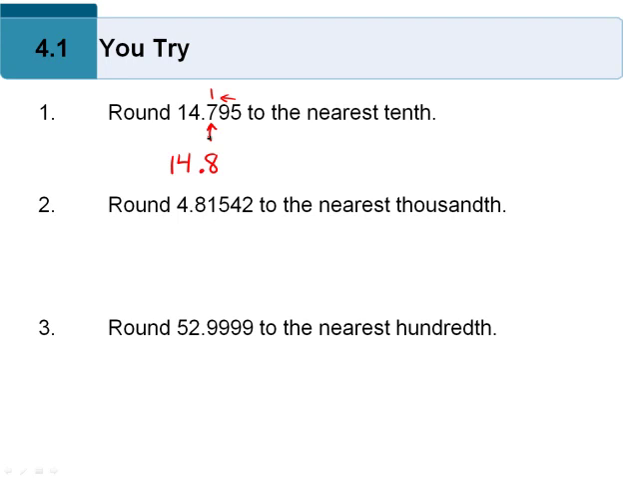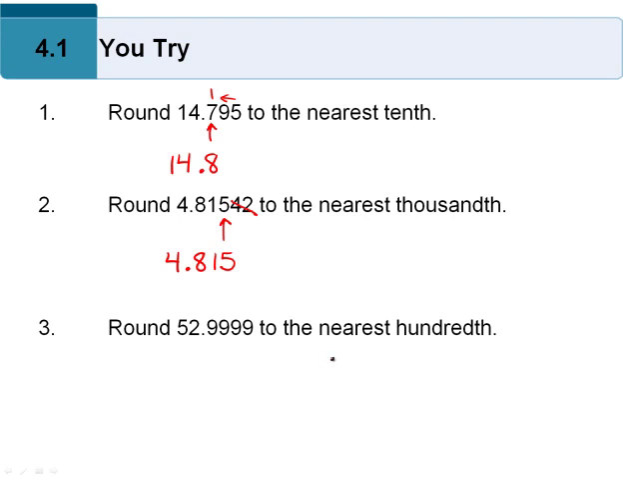Okay? Number 2, 4.81542. We want to round that to the nearest thousandth. So we have to count back from the decimal point: tenths, hundredths, thousandths. The 5 is in the thousandths place. The 4 is not going to round that up because it's not 5 or bigger. So that means the 5 stays the same, and so does everything to the left, and the 4, 2 just drop off completely.